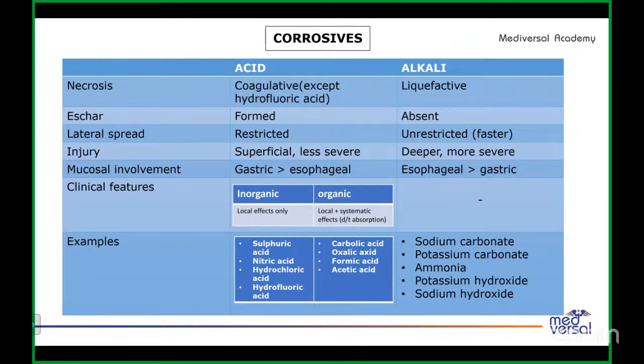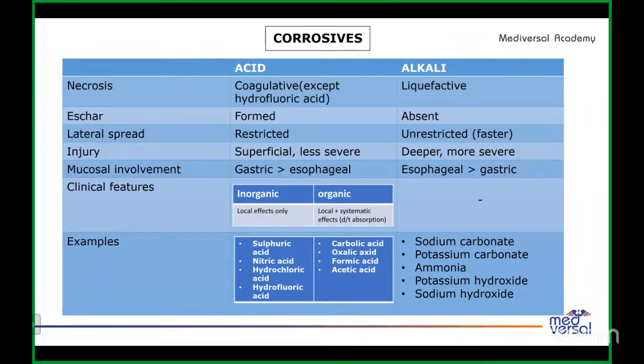Among acids, we usually have two forms of acids. One is the inorganic acids, one is the organic acids. When I talk of inorganic acids, they are mainly the sulfuric acids, the nitric acids, hydrochloric and hydrofluoric acids, and they cause injury via local effects. That is, the breaching of the mucosa, the formation of coagulative necrosis, and the eschar.